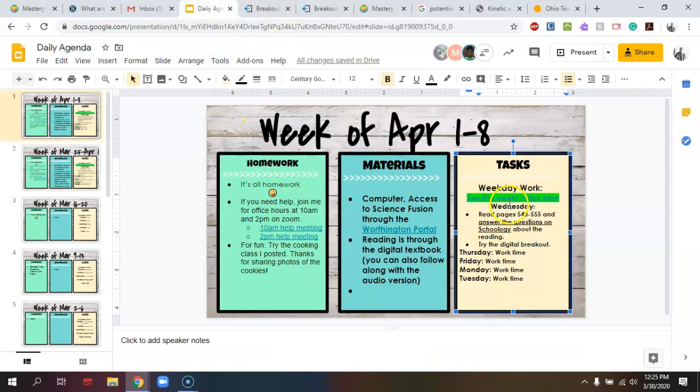And that's it. So that's your assignment for the week: just the reading and the questions, and then the digital breakout.